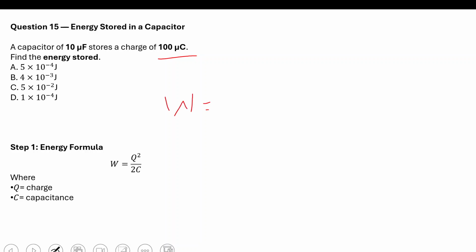Okay, so then question 15 is about energy stored in a capacitor. A capacitor of 10 microfarad stores a charge of 10 microcoulomb. Find the energy stored. So this one too, you need to know the formula for energy stored. There are different types. Sorry, W is 1 over 2 CV square, and W is also equal to Q square over 2C.